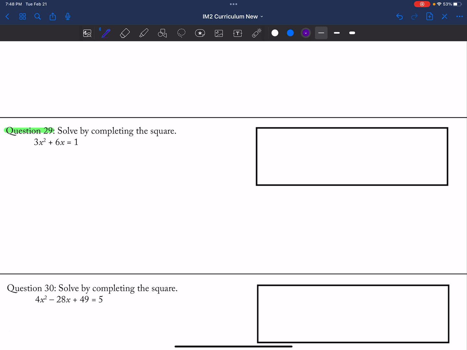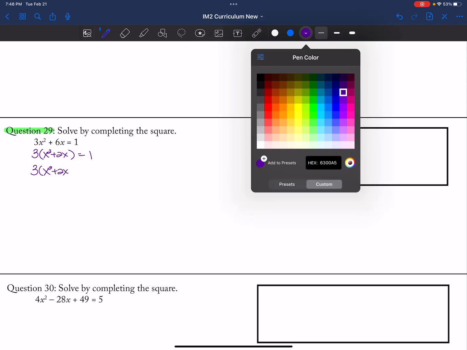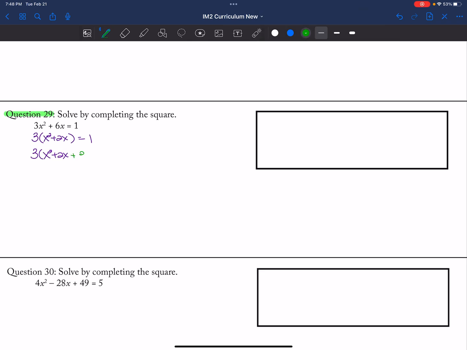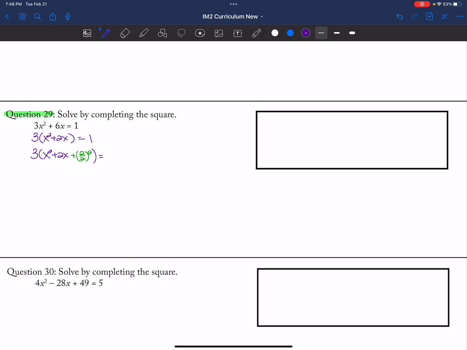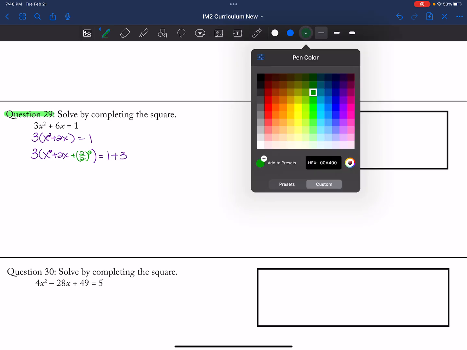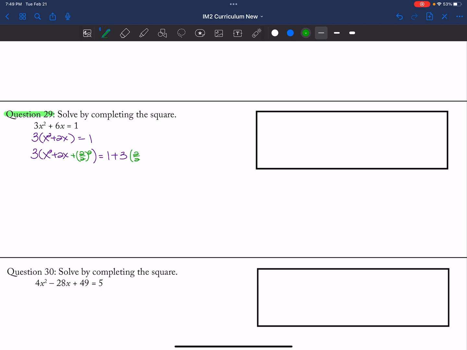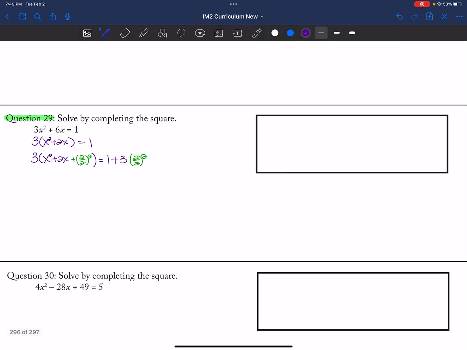Okay. Well, at least the 1's already on the other side. That helps me. So factor out a 3, x squared plus 2x is equal to 1. So 3 times x squared plus 2x, and then we're going to add somebody. We're going to add 2 over 2, the quantity squared. And then this is equal to 1 plus 3 times 2 over 2, the quantity squared. So now what I'm left with is 3 times x squared plus 2x plus 1 is equal to 1 plus 3. So then 3 times x squared plus 2x plus 1 is equal to 4.